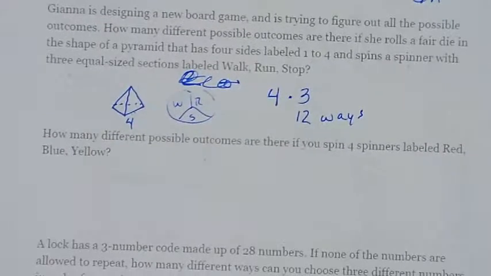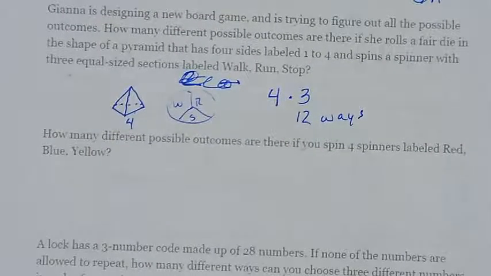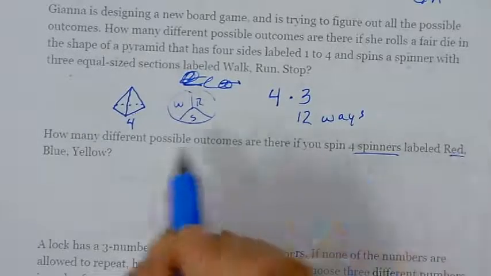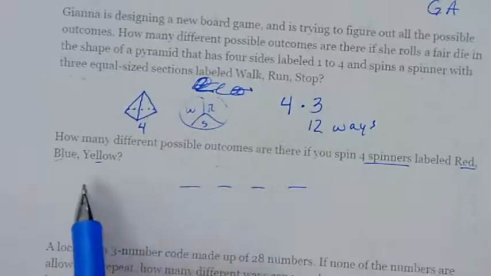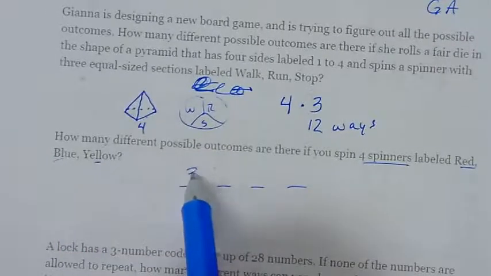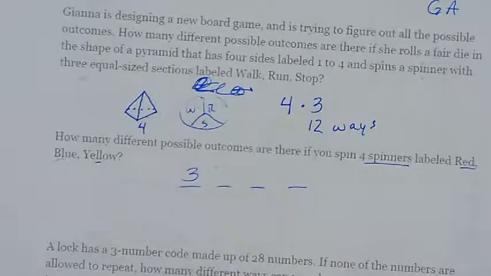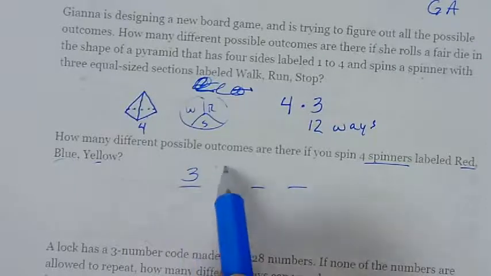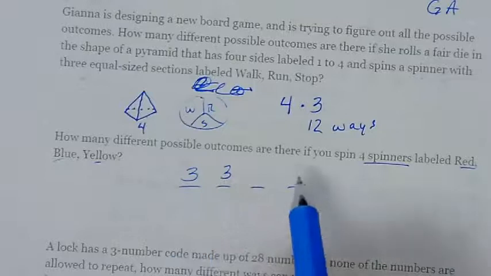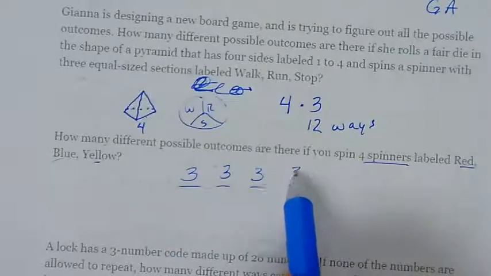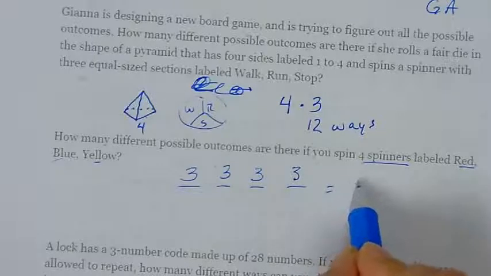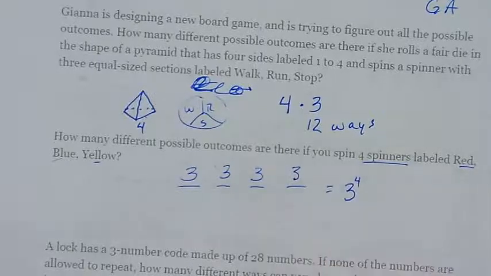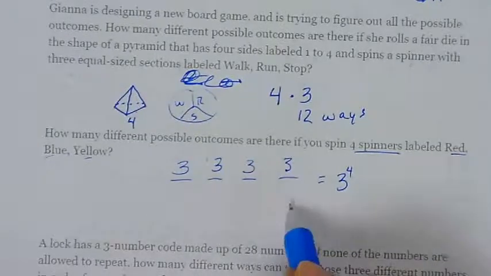How many possible ways are there to spin 4 spinners labeled red, blue, and yellow? So I've got 4 spinners I'm going to spin. On this first spinner, there are 3 things. I could get red, blue, or yellow. On the second spinner, I could get red, blue, or yellow. Same thing on the third, and same thing on the fourth. So this would be 3 times 3 times 3 times 3. Sometimes in the ACT, they'll just leave it like that. Or you could go ahead and multiply that out and see that there are 81 ways.